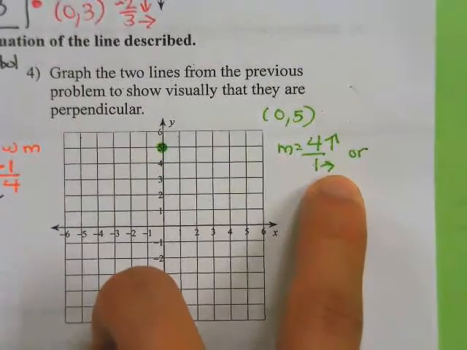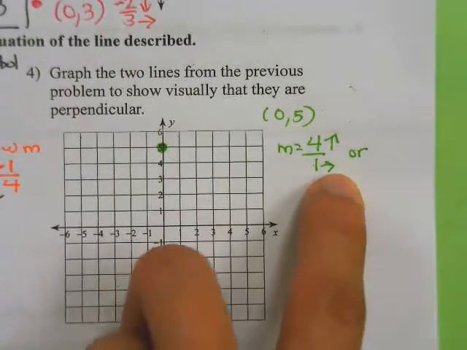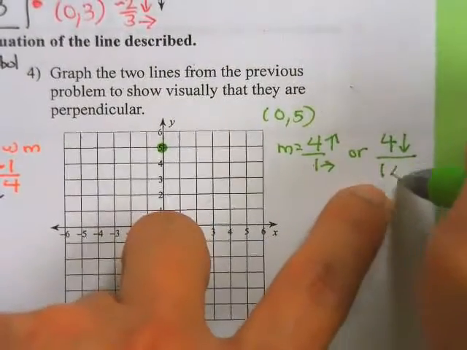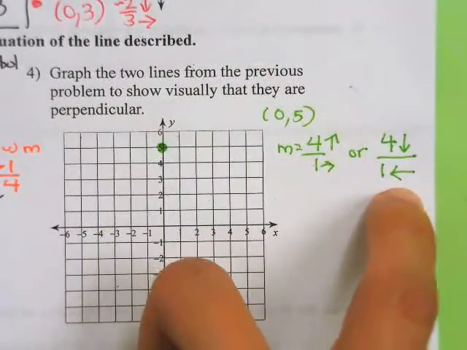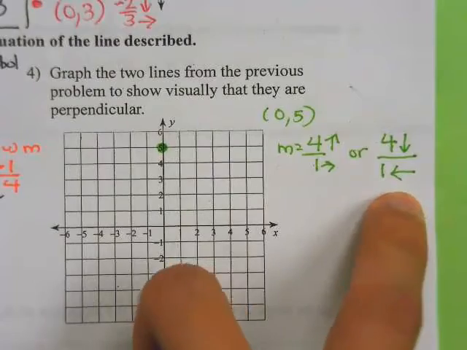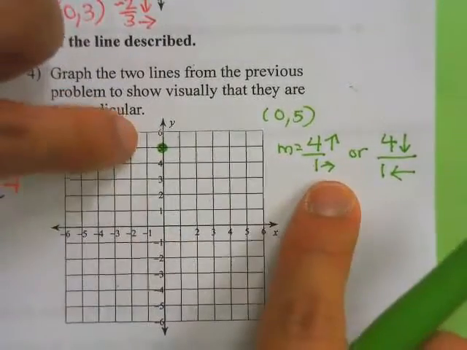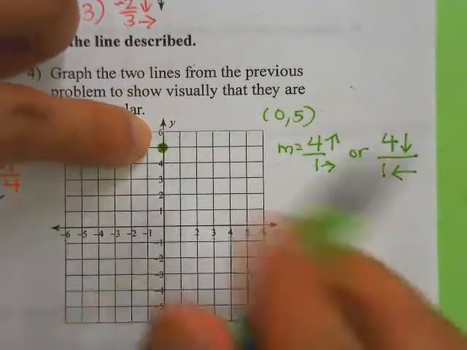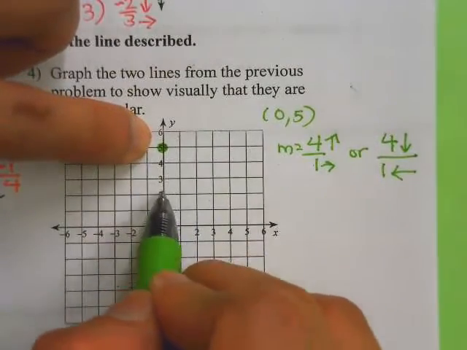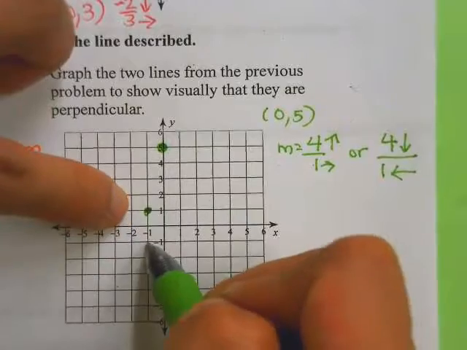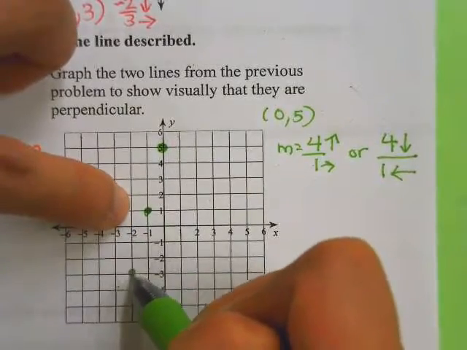So again, if we don't have room for 4 up, 1 to the right, what do you guys do again? Go down. Fully negative. 4 down, 1 to the left. This is, again, the only time you're doing left, is when you don't have room. Okay? So we don't have room to go this way, we're going to go this way. 4 down, 1, 2, 3, 4. 1 to the left.